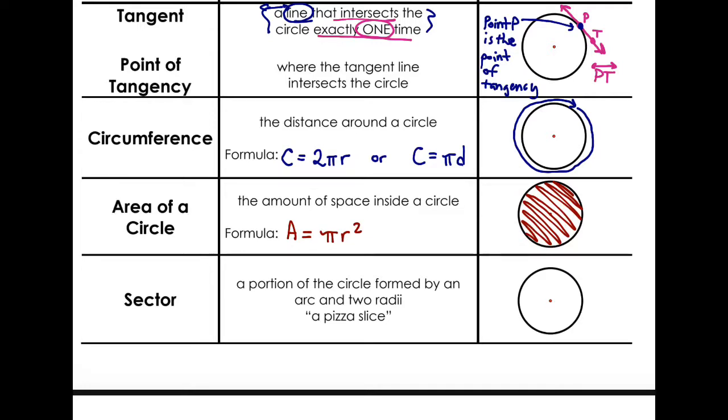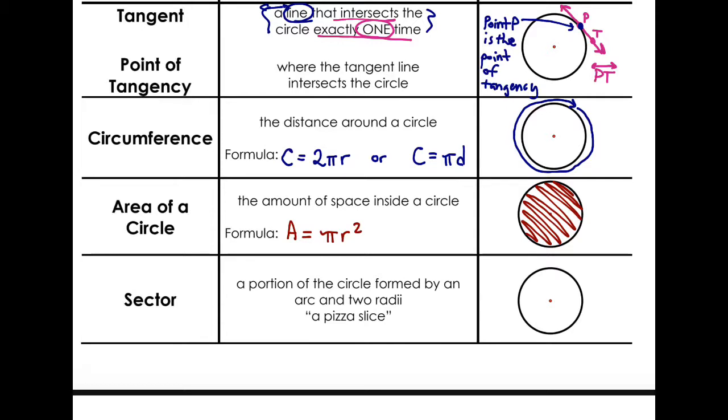So the next word is a sector. You probably haven't learned about sectors in middle school. Maybe you have, maybe you haven't. But either way, a sector is just kind of like a pie piece or a pizza slice. It's just a section of your circle, or a portion of your circle.